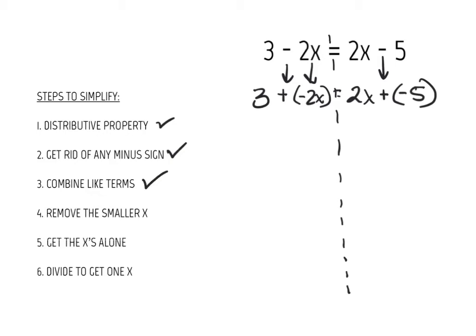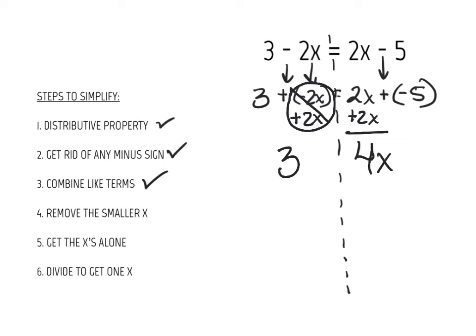We're good to go. Now I want to remove the smaller x. If you notice, I have a negative 2x and a positive 2x. I hope you know that the smaller one would be the negative 2x. So I need to get rid of this negative 2x. How do I get rid of negative 2x? Just like you think, I'm going to add 2x, and I'm going to add 2x to the other side. This becomes 0. It's hard to see. I apologize. And we're left with 3. This becomes 4x plus negative 5.